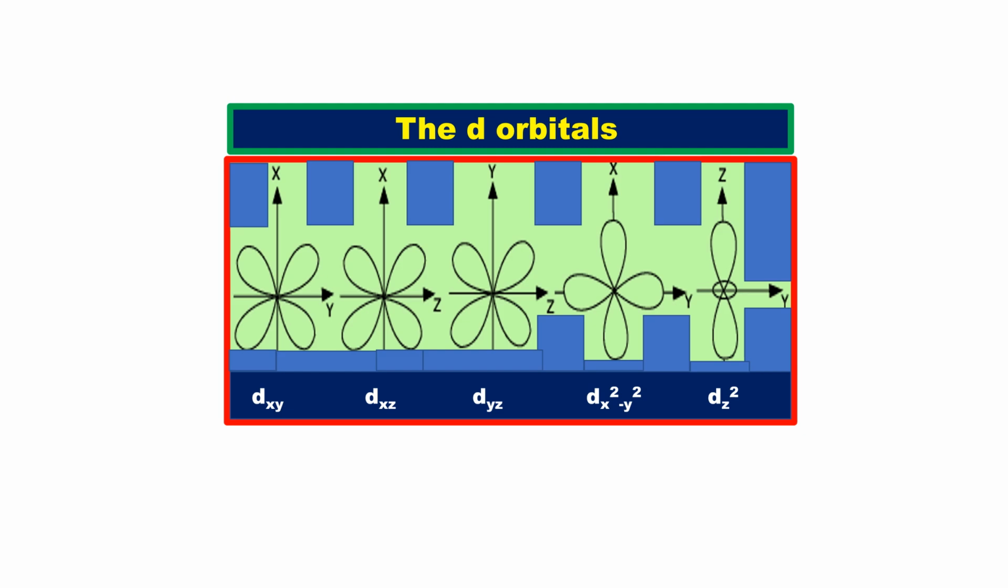And for the d orbitals, we have 5 d orbitals. So this is the first one, dxy, that's the shape. The second one is dxz. The third one is dyz. The fourth one is dx squared minus y squared. And the fifth one is dz squared.